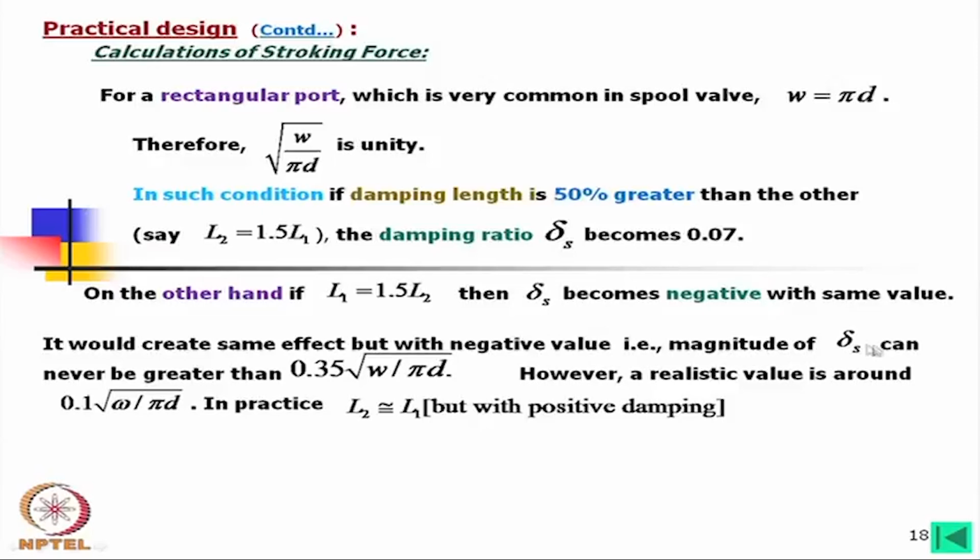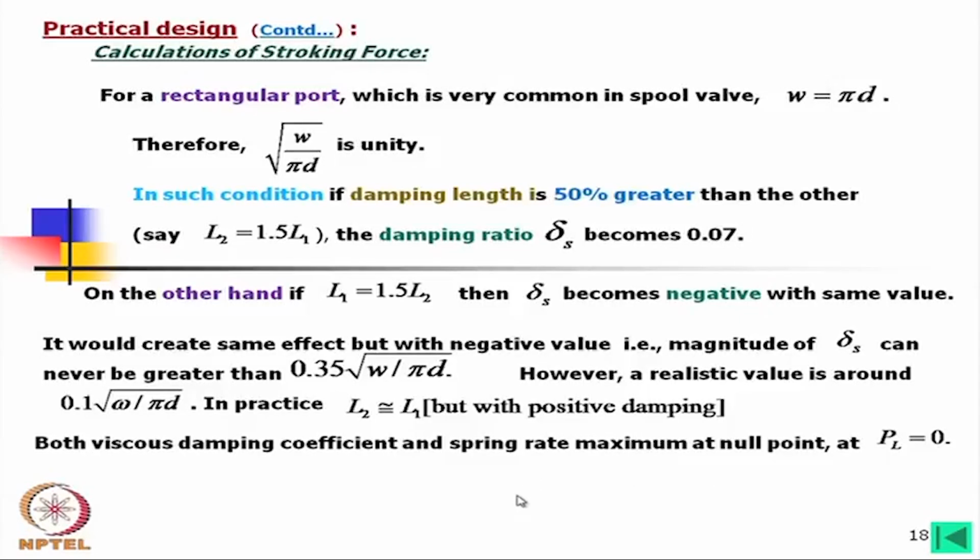That is, the magnitude of delta S can never be greater than 0.35 root W by pi d. However, a realistic value is around 0.1 root W by pi d. We can use this value. In practice, L 2 is more or less equal to L 1, but with positive damping, mind it. That means L 2 will be slightly greater than L 1. So, we can use this data for designing a real valve.